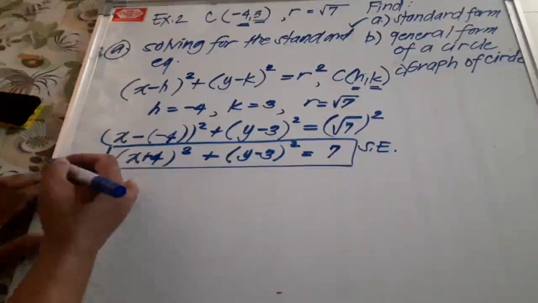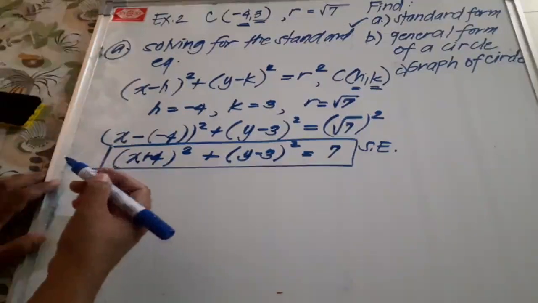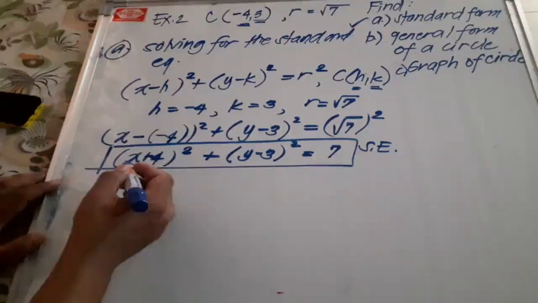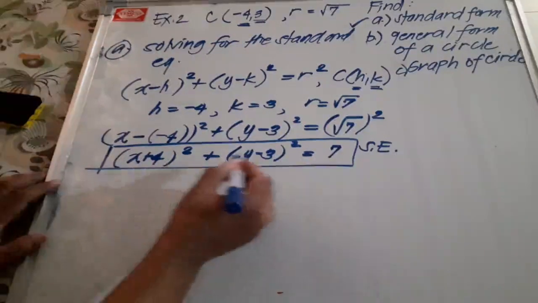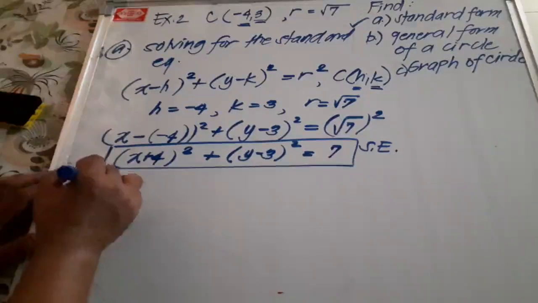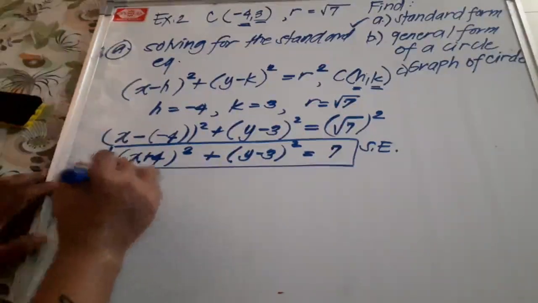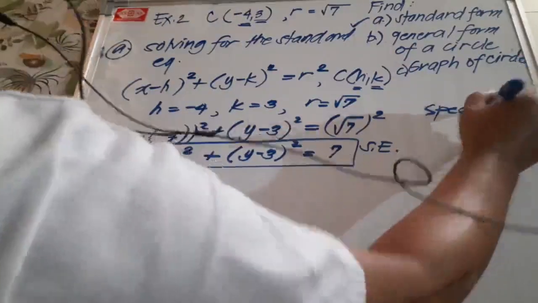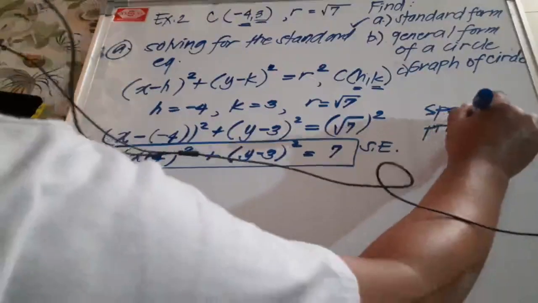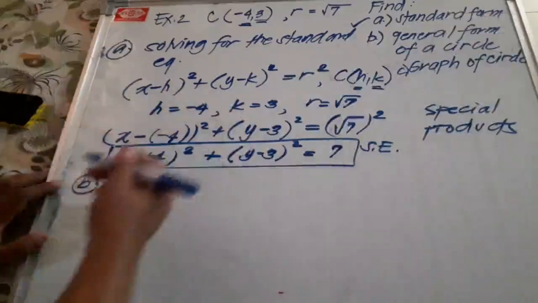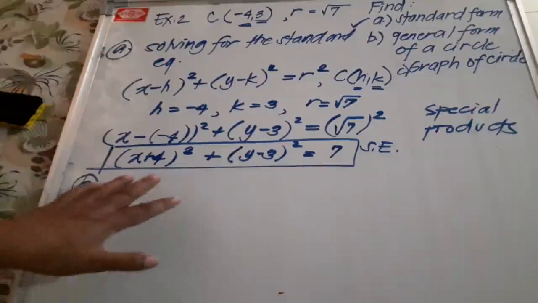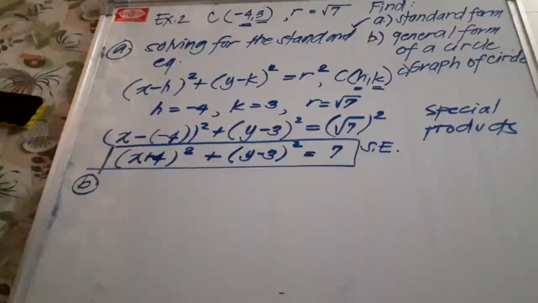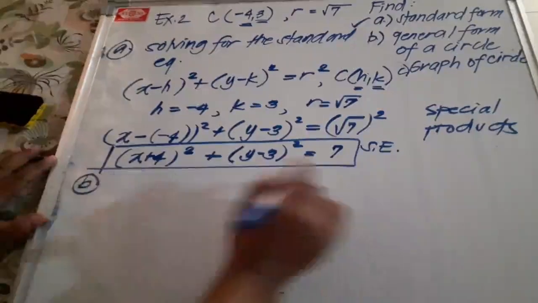To expand the square of a binomial, o the square of the sum of two terms, the square of the difference of two terms, i-apply natin yung tinatawag na special products na tinuro sa atin ng grade 8. Ayan. Ito ay square of a binomial. Paano yun? Continue ko na.